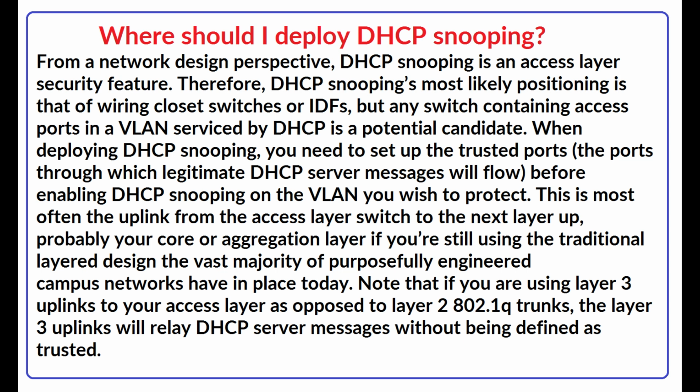This is most often the uplink from the access layer switch to the next layer up, probably your core or aggregation layer if you're still using the traditional layered design the vast majority of purposefully engineered campus networks have in place today. Note that if you are using Layer 3 uplinks to your access layer as opposed to Layer 2 802.1Q trunks, the Layer 3 uplinks will relay DHCP server messages without being defined as trusted.